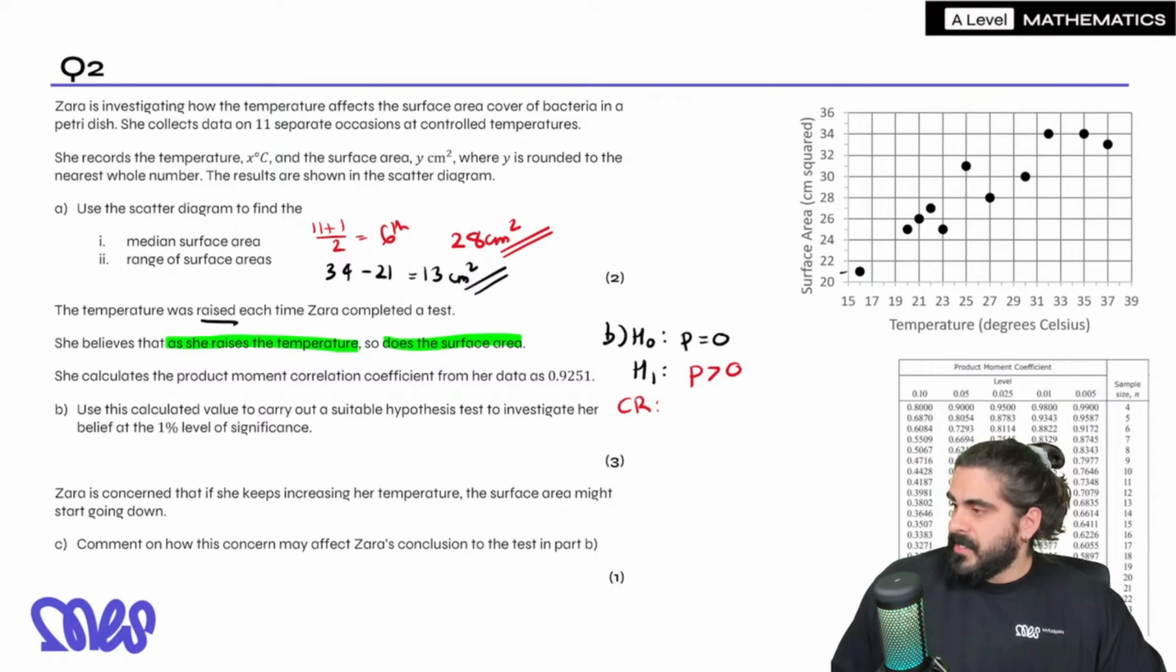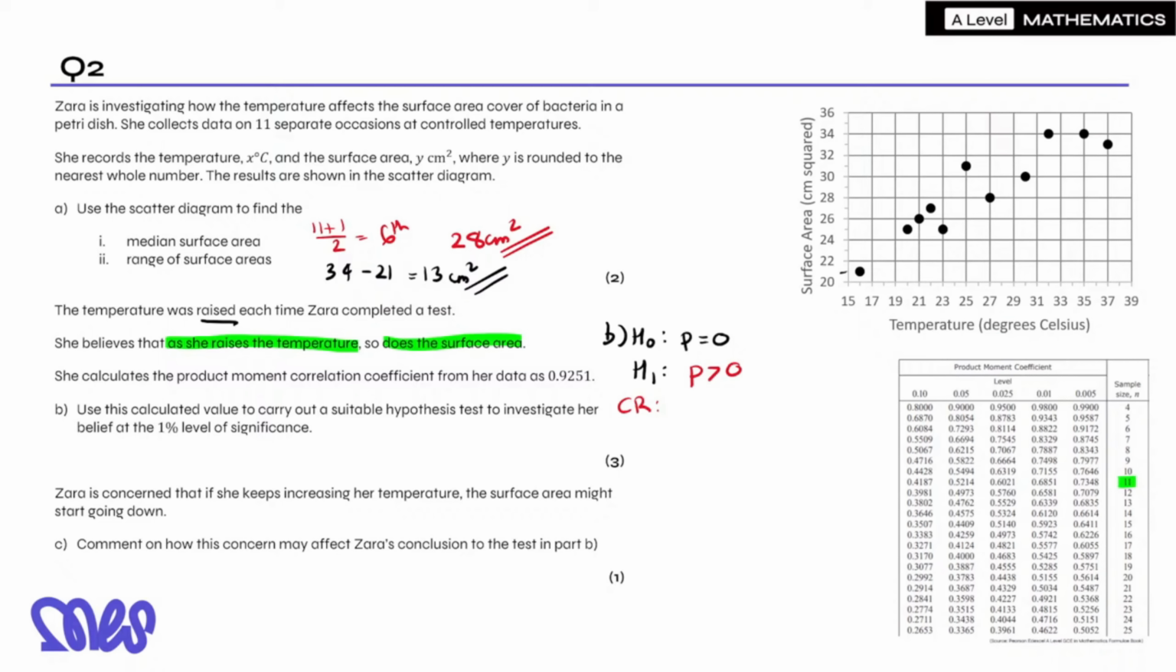So we're looking at 11 and 0.1. We're cross-referencing that. We have 0.6851. Good. So that's our critical value. Our critical region then is any R value bigger than that. Yeah, any R value bigger than that at the 1% significance level, we can conclude that there is positive correlation.